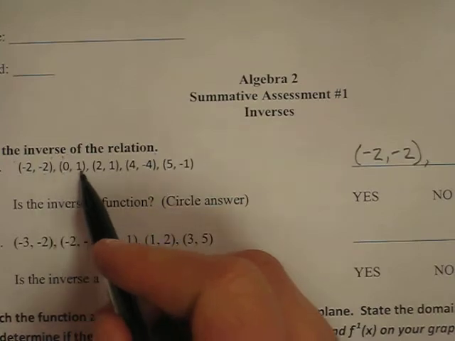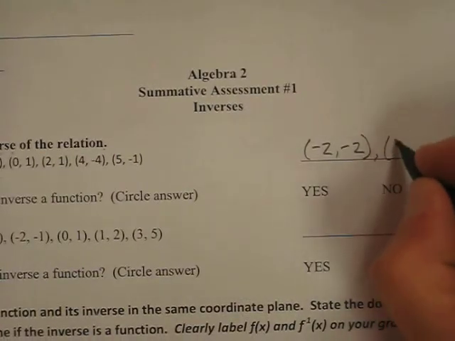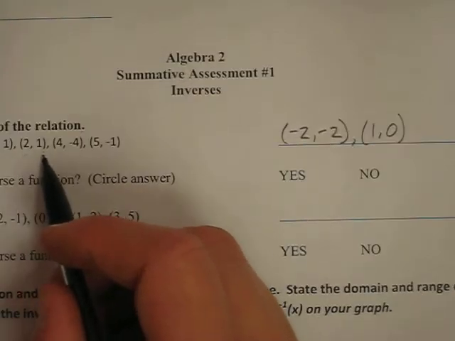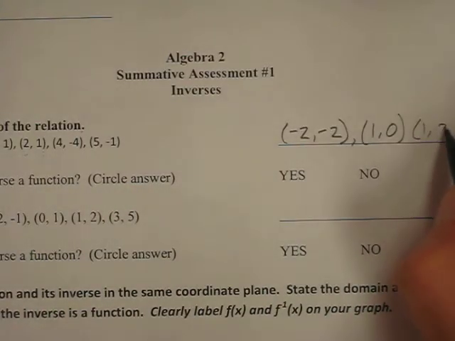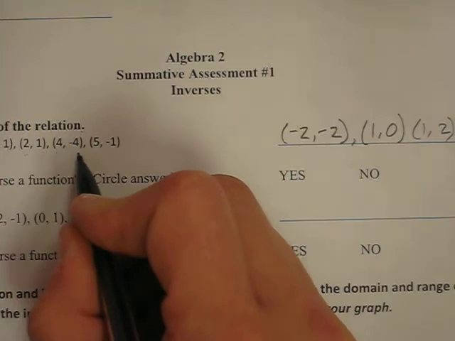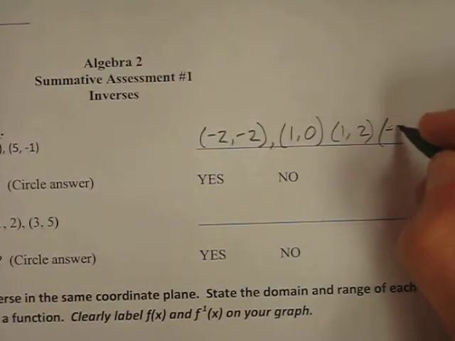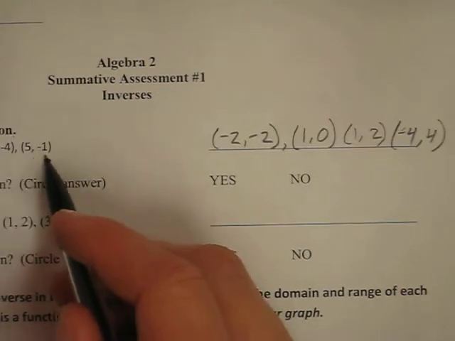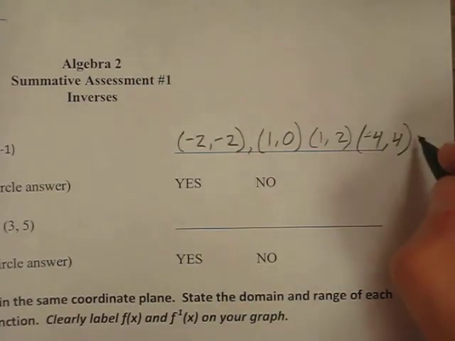Then I have 0 and 1. If I switch x and y, that becomes 1 and 0. 2 and 1 is now 1 and 2. 4 and negative 4 becomes negative 4 and 4. And 5 and negative 1 is negative 1 and 5.